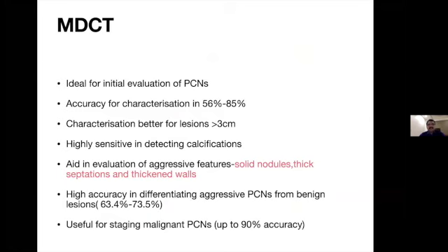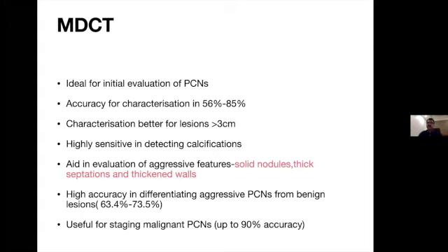A multi-detector CT with a pancreatic protocol is ideal for initial evaluation of pancreatic cystic neoplasm. It has an accuracy for lesion characterization in the tune of 56% to 85%. And the characterization is better for lesions more than 3 centimeters. And it is also highly sensitive for detecting calcification, which is part of some of the cystic neoplasms like serous cystadenoma and mucinous cystic neoplasm.